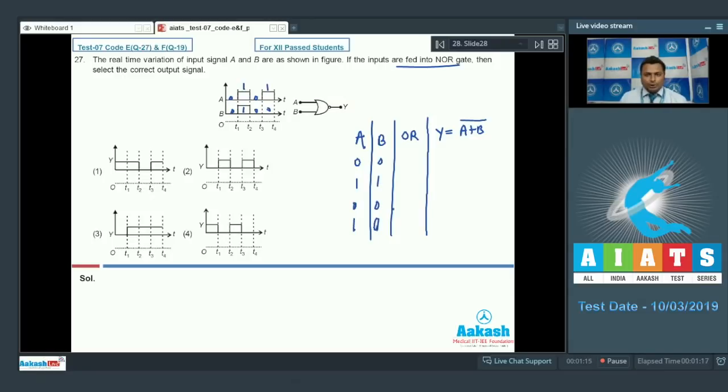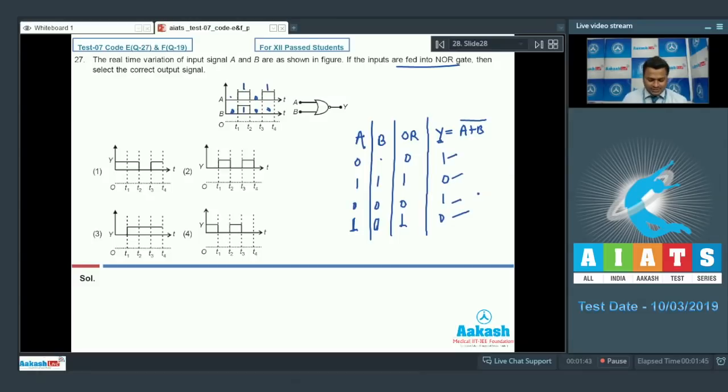OR gate produces output 1 if any of the input is high. So 0; both are high, so output 1; 0; input A is high, so 1. Now NOR is the complement of OR, so that's why we will get 1 here, 0 here, 1 here, 0 here. So output is 1 0 1 0.